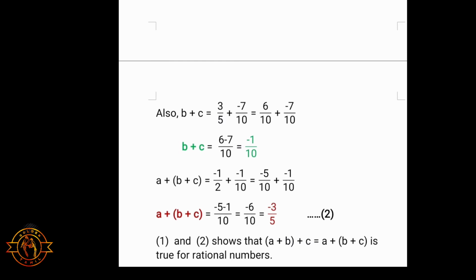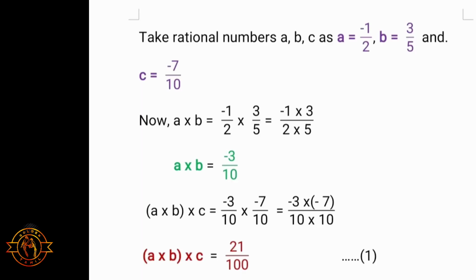And from equation 1 and equation 2, we see that (a plus b) plus c is equal to a plus (b plus c). Hence it is true for rational numbers. Associative property is true under addition. In the same way, we are going to prove multiplication is associative.